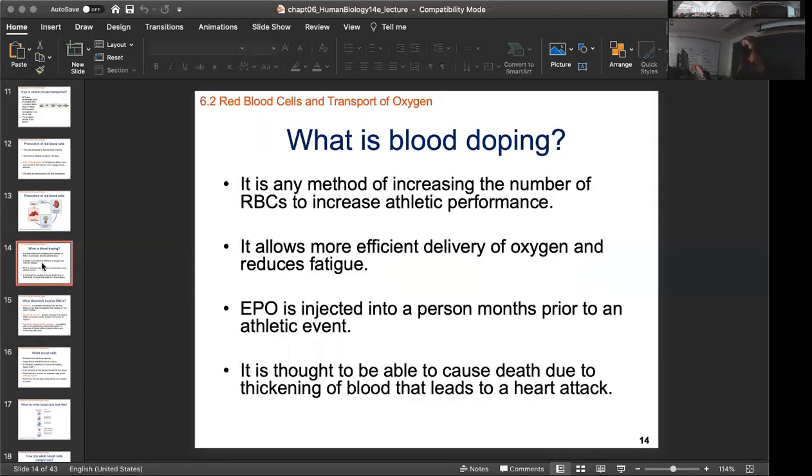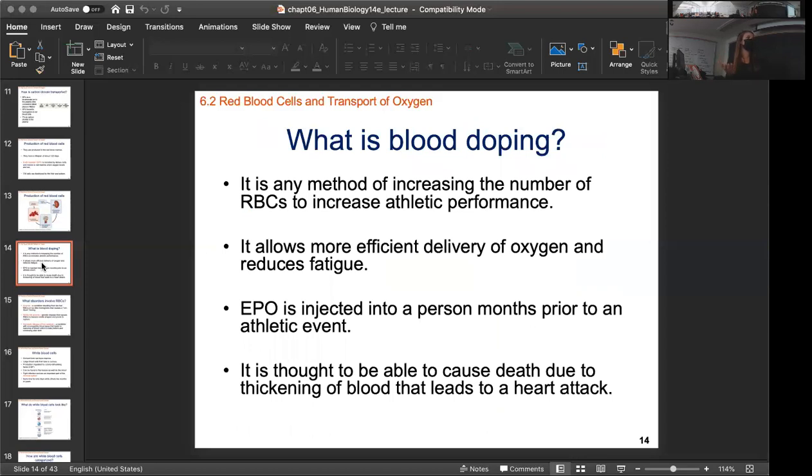But that seems simple, right? Let's just all produce way more blood than we need and we'll just become elite athletes, right? So what is blood doping? Well, somebody who blood dopes, which is illegal in most professional and amateur sports, is when there's a method of increasing the number of red blood cells to help your athletic performance.